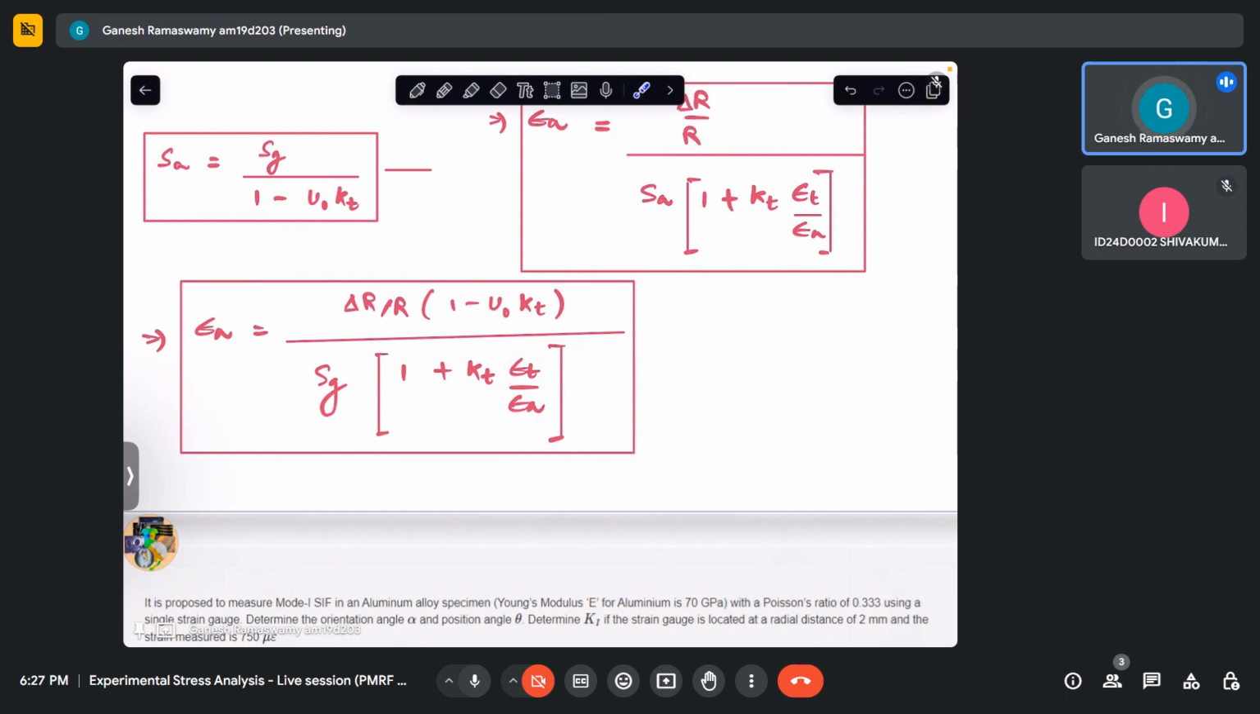Now we can clearly see when epsilon T by epsilon A happens to be minus mu naught, these two will cancel out and our apparent strain will be equal to the actual strain. But due to this Poisson's ratio mismatch, or rather we should say that since the ratio of the transverse strain to the axial strain is not equal to the negative of the Poisson's ratio, this difference comes into the picture.